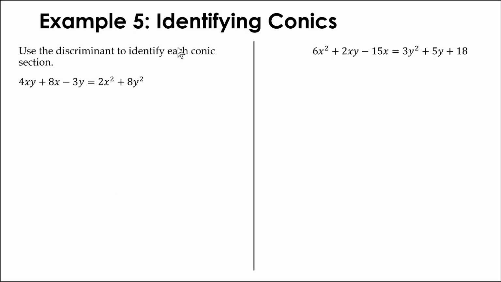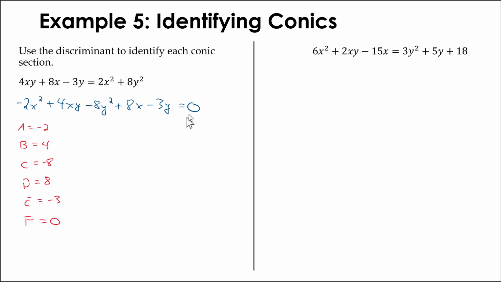Let's take a look at identifying conics. We're going to use the discriminant to identify each conic section given the conic in general form. Here I'm just going to rearrange so it's in true general form. So I've got x squared, then xy, then y squared, then x, then y, then our constant. From here, my a I just get from right here, so that's -2. b is going to be this coefficient of 4. c is going to be this coefficient of -8. And then d, e, and f I can also list out, but I don't really need them for my discriminant.